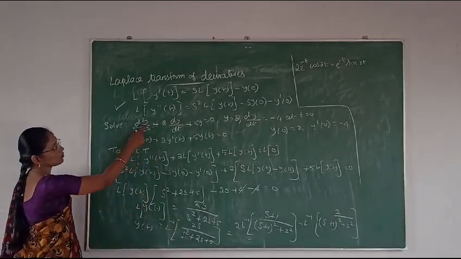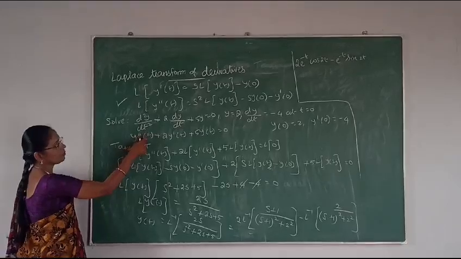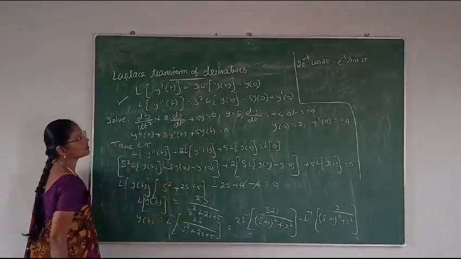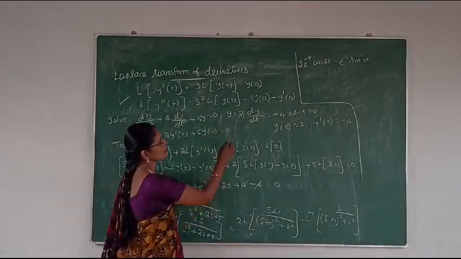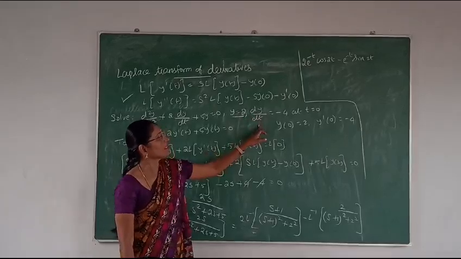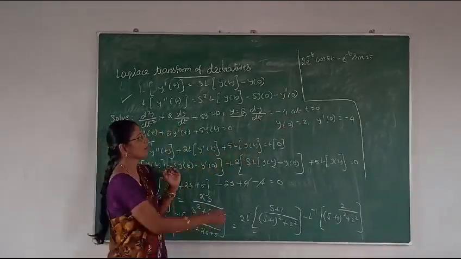Now, the differential equation you have to write is in terms of y double dash of t plus 2y dash of t plus 5y of t equals 0. Now some boundary conditions are given: y equal to 2, dy by dt equal to minus 4 at t equal to 0. So what's the meaning?